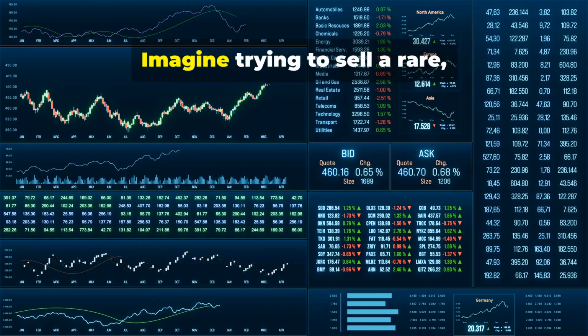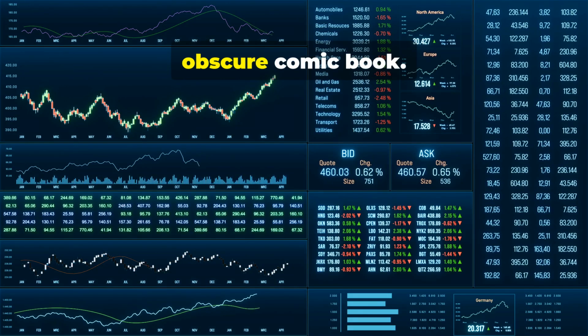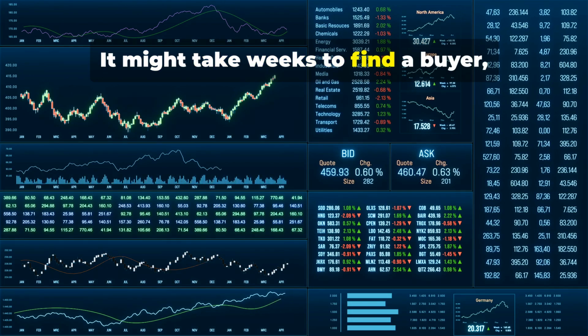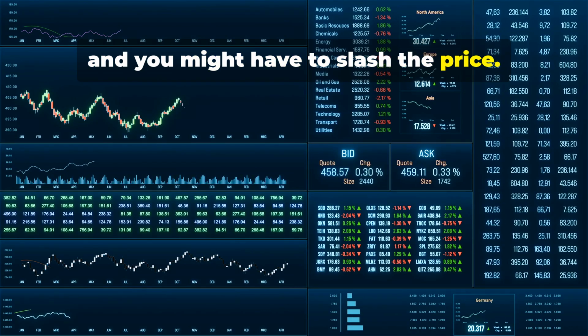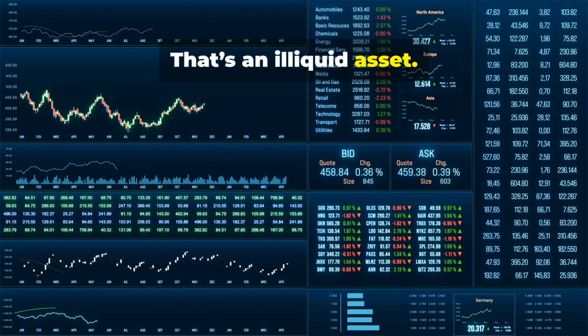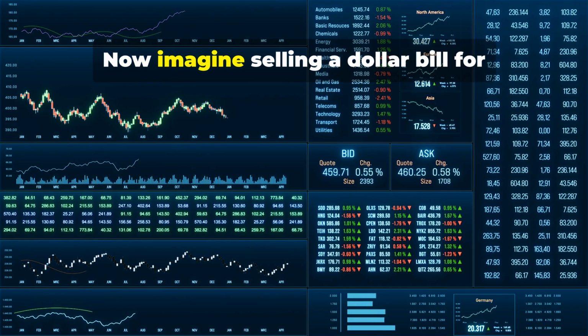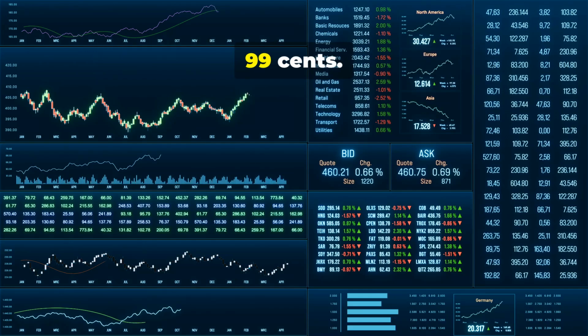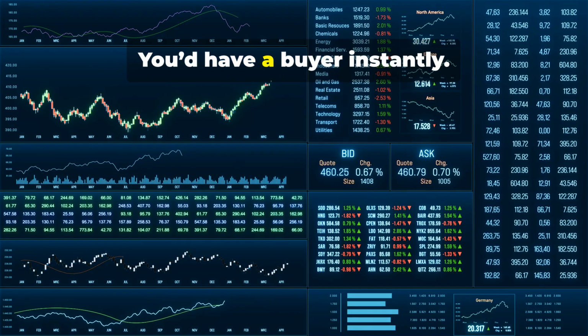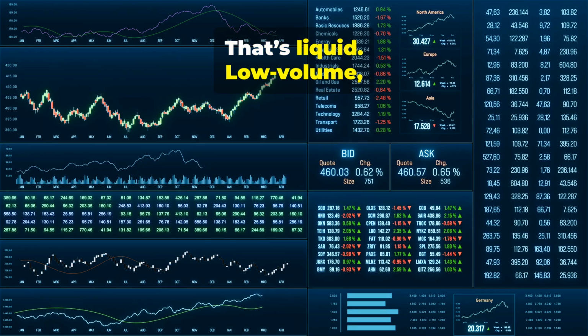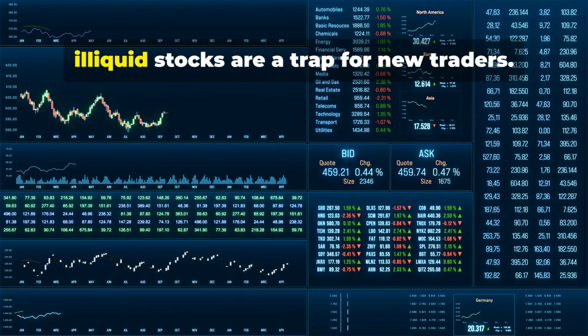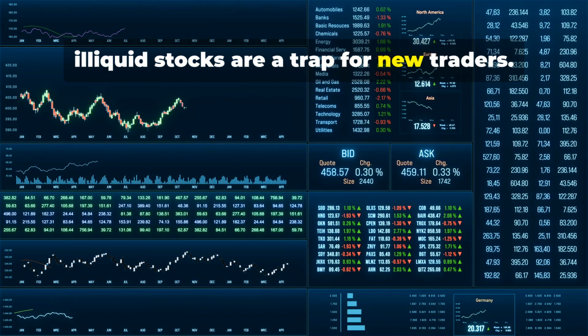Why should you care? Imagine trying to sell a rare, obscure comic book. It might take weeks to find a buyer, and you might have to slash the price. That's an illiquid asset. Now, imagine selling a dollar bill for 99 cents. You'd have a buyer instantly. That's liquid. Low-volume, illiquid stocks are a trap for new traders.